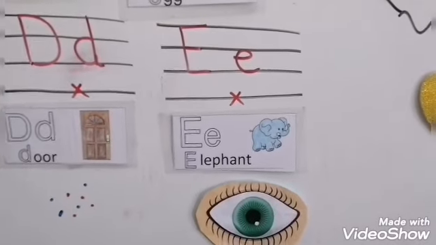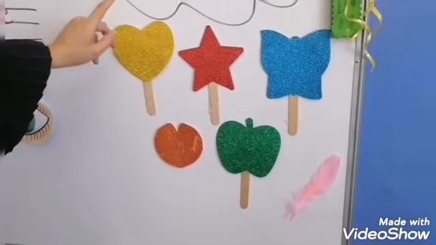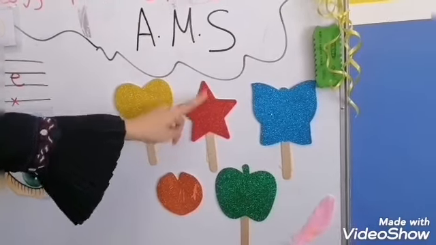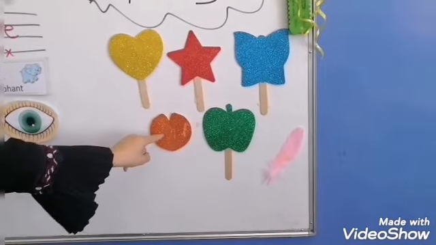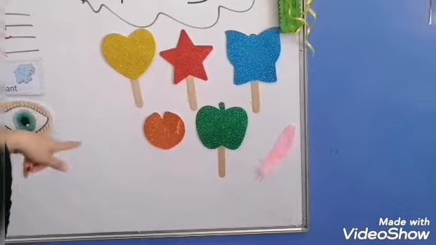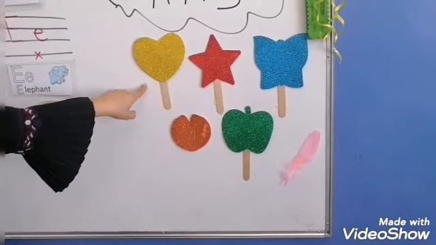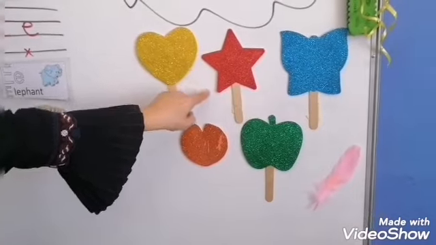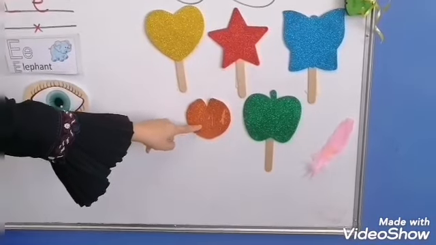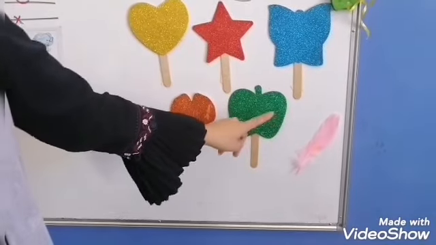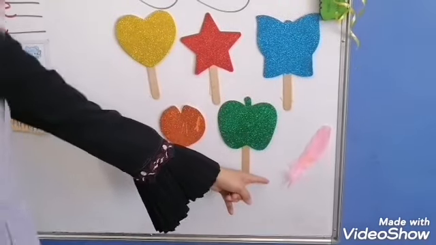Okay, now again, let's together remember the colors. Yellow, red, blue, green, orange, pink. What color is it? It's yellow. What color is it? It's red. It's blue. It's orange. It's green. And last one, what color is it? It's pink. Yes, excellent.